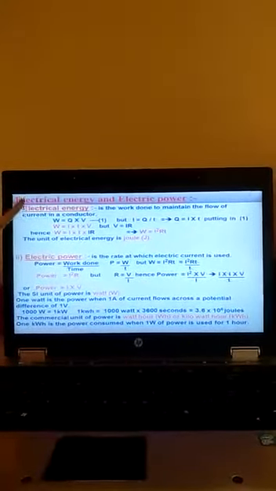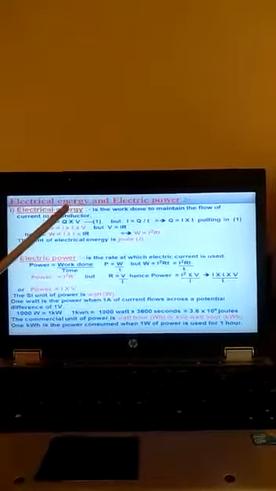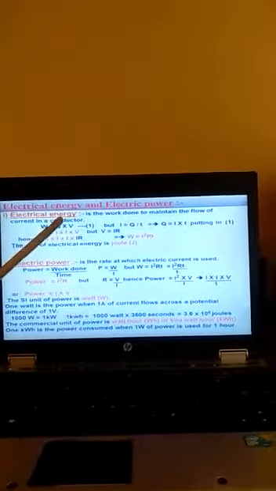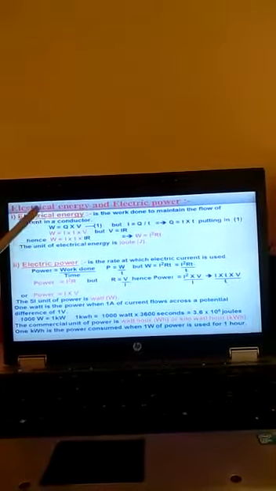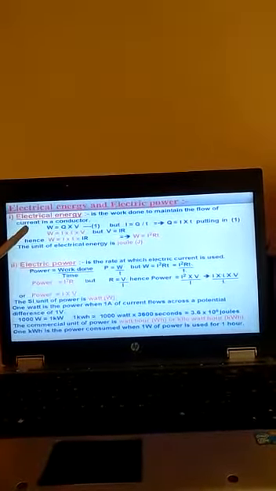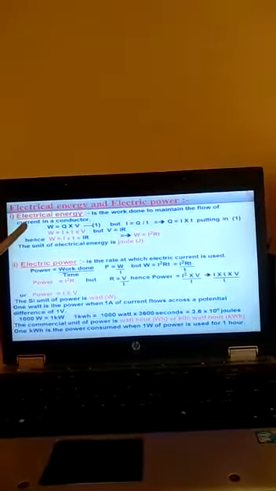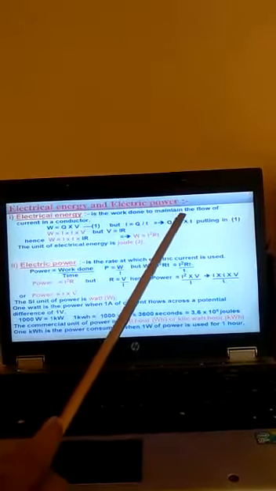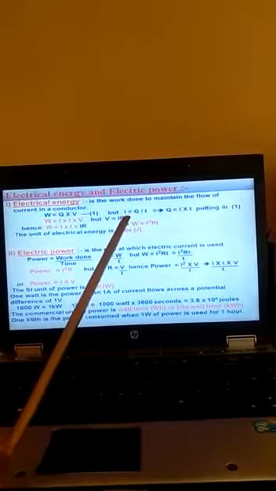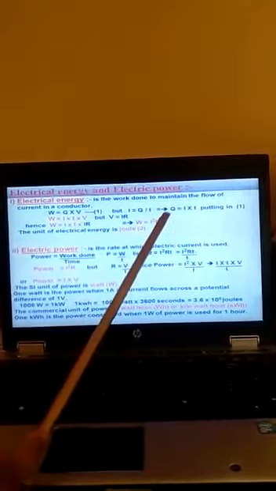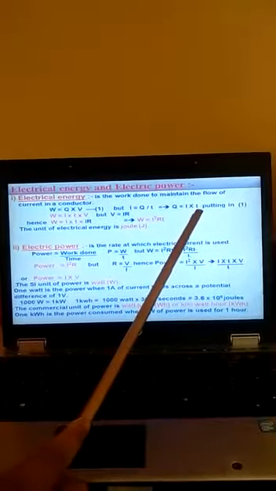Now, very important topic, electrical energy. As you must know that energy is the work done. Same way, electrical energy is the work done by electricity, and electricity comprises of charges or in general current. Therefore, electric energy is the work done to maintain the flow of current in a conductor. Work done is equal to charge into potential. As we know that current is equal to charge by time, the charge becomes equal to current into time.